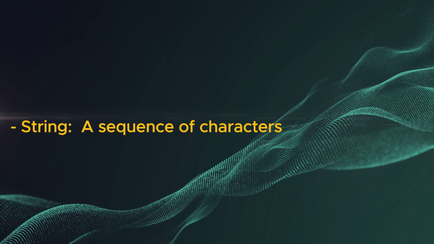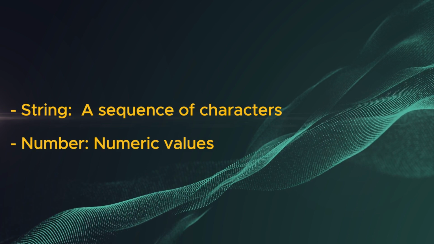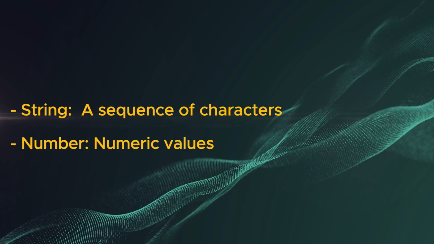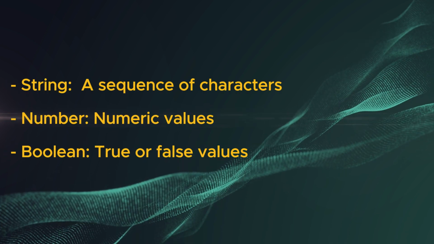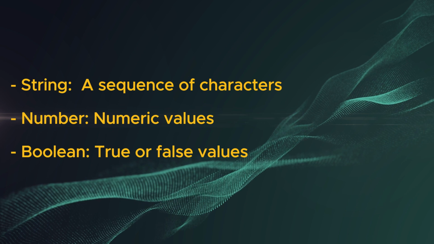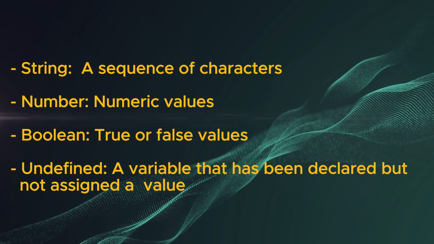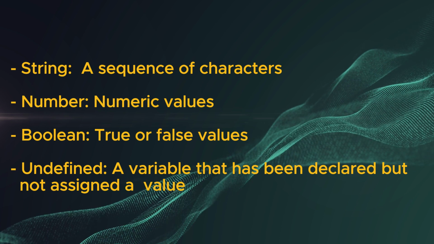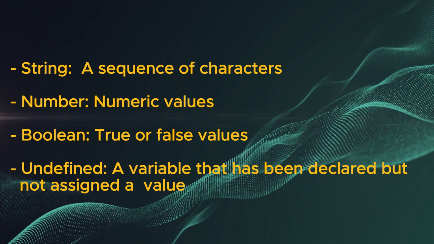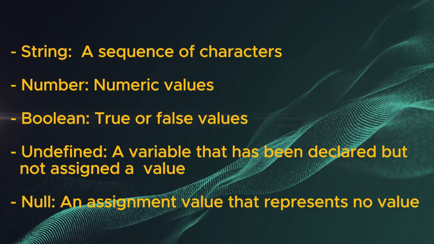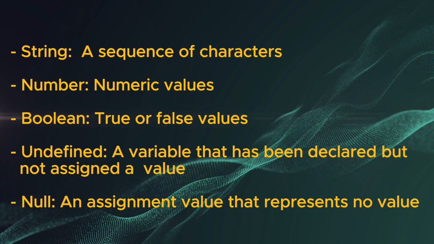And they are as follows: the string, which holds a sequence of characters or letters; the number, which holds numeric values. We have the boolean. The boolean holds only true or false values. We have the undefined, holding a variable that has not been declared or has not been assigned a value in our code. Then we have the null. The null is used to assign values that represent no value.